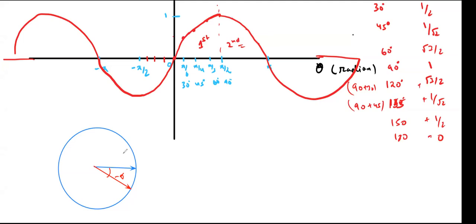Negative and positive is just the direction. So if you take the angle clockwise, it is taken as negative. If you take it anti-clockwise, it is taken as positive. Is this clear to everyone? Yes or no?